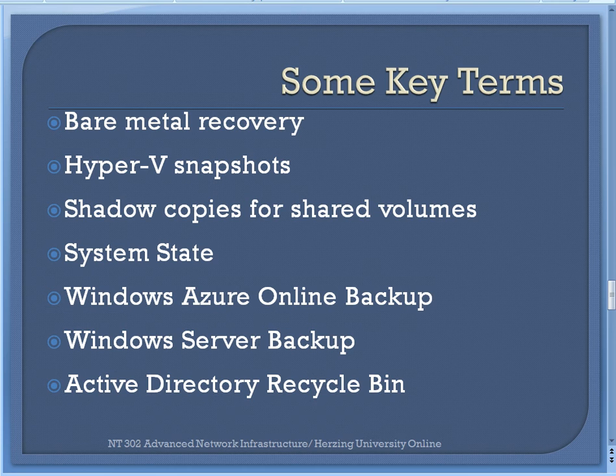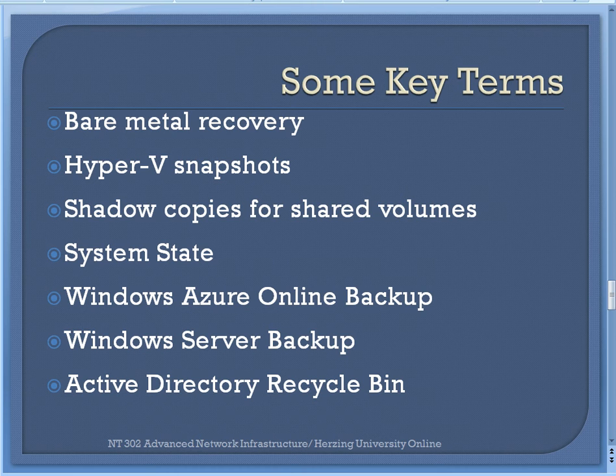The next term, Hyper-V snapshots. Snapshots provide a way to capture and store a virtual machine's current state and can be used to restore a virtual machine to a prior condition. Our next term here, shadow copies for shared volumes. This uses the volume shadow copy service, or VSS, to capture and restore copies of network shared files.